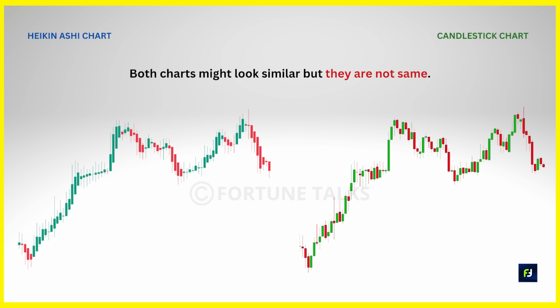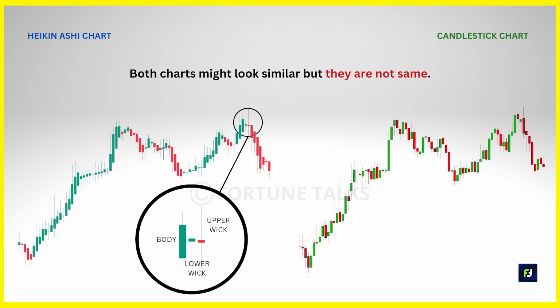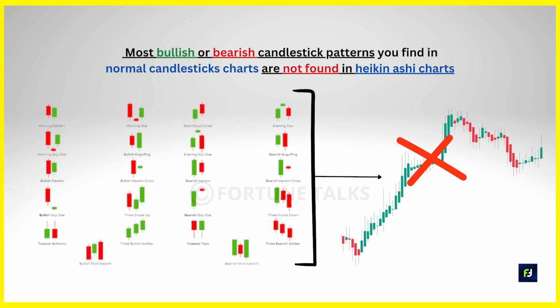So if you are new to the market, the Heikin Ashi chart will look similar to traditional Japanese candlestick charts, but it's not the same. Each Heikin Ashi candlestick has a body and an upper or lower shadow or wick. But trust me, there is a big difference between the two types of candlestick charts. You can't just use Heikin Ashi candlesticks like normal candlesticks. Most bullish or bearish candlestick patterns that you find in normal candlesticks are sometimes not found in Heikin Ashi. We will discuss why this happens in a short while.